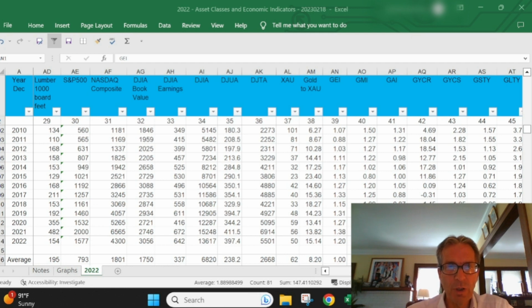This is part 3 of 2022 asset classes and economic indicators. Just walking through the file that is posted to the Gilgard Analytics website. The data here is made available for you, the viewer, to give you a high-level overview of various asset classes and economic indicators, what they've done historically and what they look like vis-a-vis today.